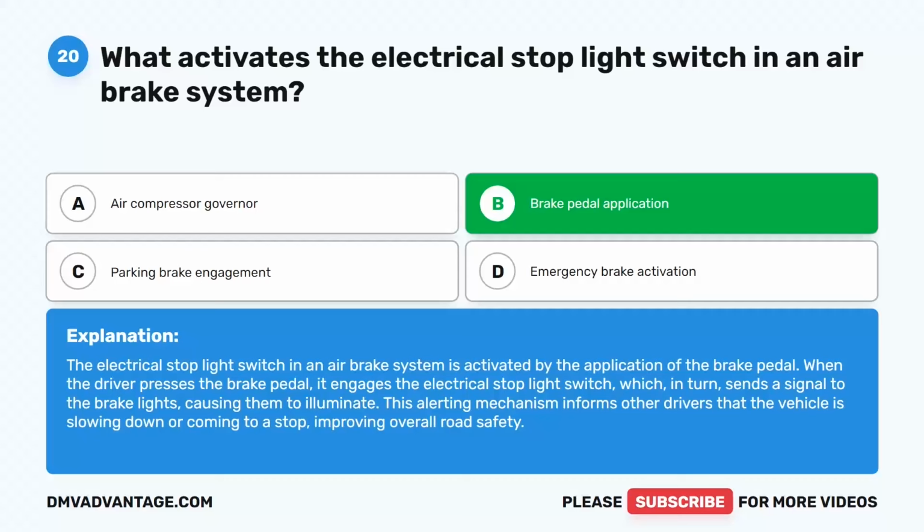The electrical stoplight switch in an air brake system is activated by the application of the brake pedal. When the driver presses the brake pedal, it engages the electrical stoplight switch, which in turn sends a signal to the brake lights, causing them to illuminate. This alerting mechanism informs other drivers that the vehicle is slowing down or coming to a stop, improving overall road safety.